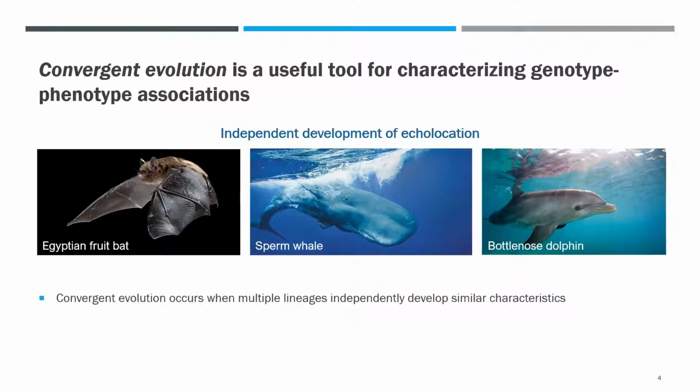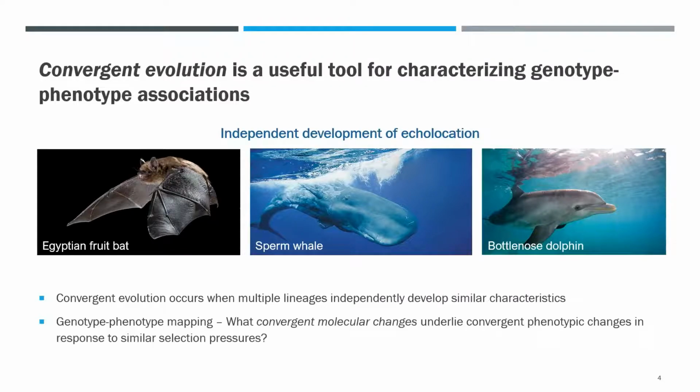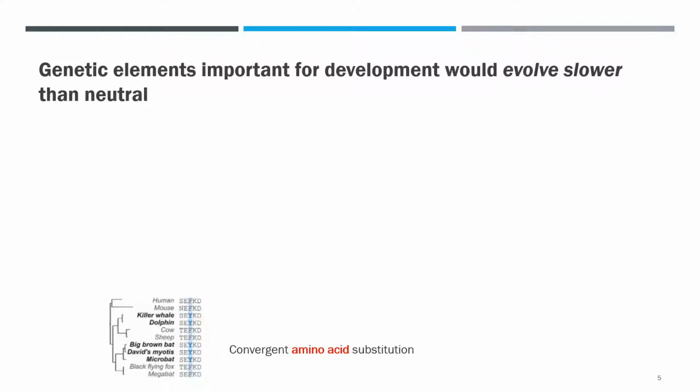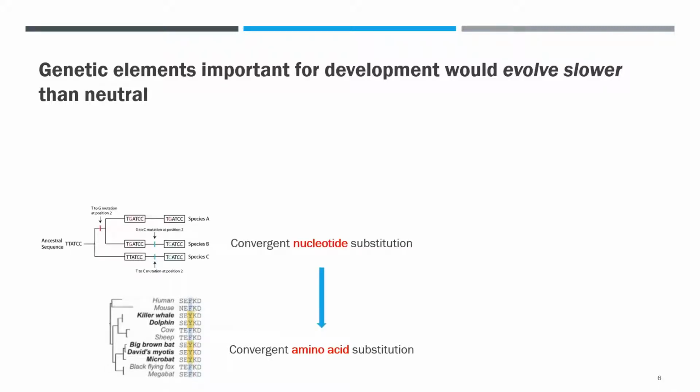And so when such a convergent event occurs, this can allow us to map genotype to phenotype because presumably the convergent phenotypic changes that we observe across these independent lineages would have resulted from convergent molecular changes that occurred in response to selection pressures. And with this assumption, there have been a lot of studies done to find convergent substitutions at the level of amino acids, and at a higher level to find convergent substitutions of nucleotides.